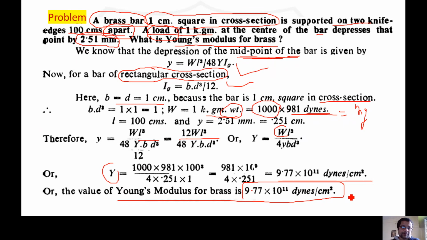If you want to calculate this value in Newton per meter square, 1 Newton per meter square is equivalent to 10 dynes per centimeter square. So you just divide by 10, and you will get 9.77 into 10 to the power 10 as the Young's modulus of this particular brass in SI units. You can solve those problems by putting all the units in SI, and you will get the answer.